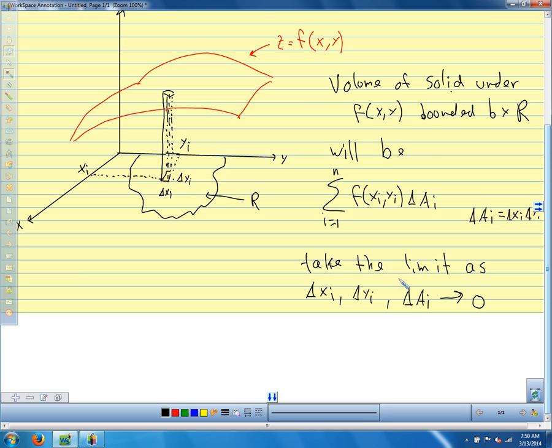The length of that longest diagonal is called the norm of the partition, and we're letting the norm of the partition approach 0. Essentially, we're letting delta A sub i approach 0. So we're going to take the limit of this sum as delta A sub i approaches 0, and as we do that, we're going to get the volume of that solid below f of x, y, bounded by this region R in the xy plane.